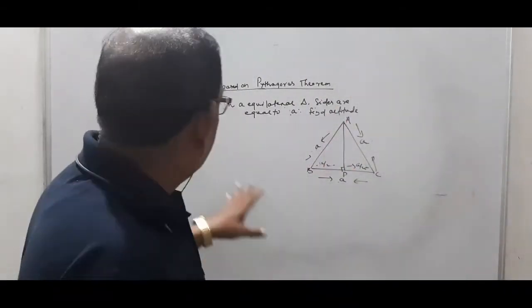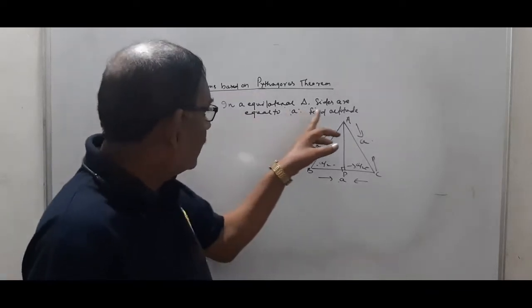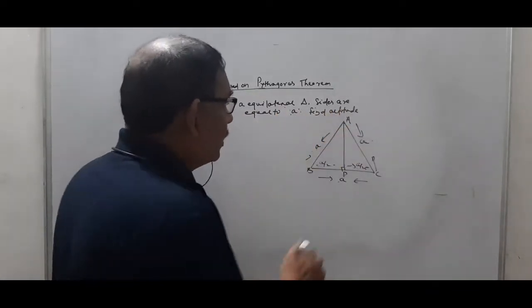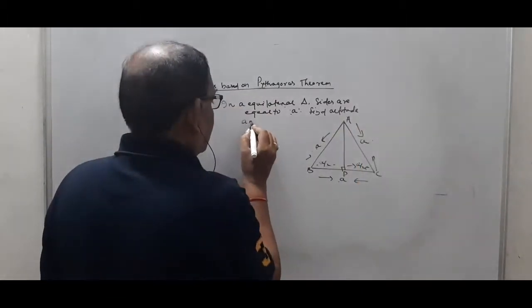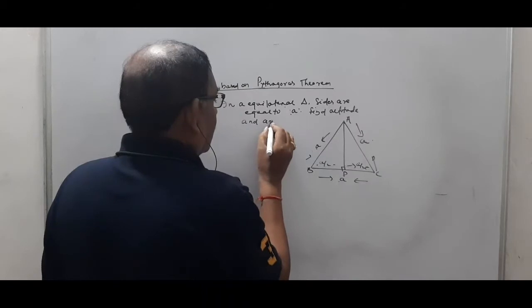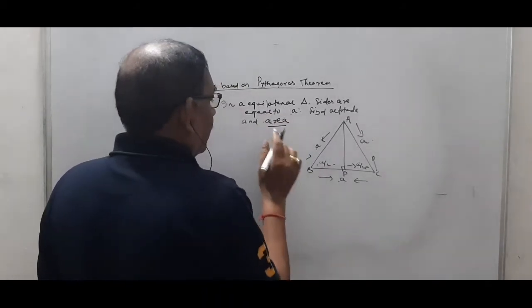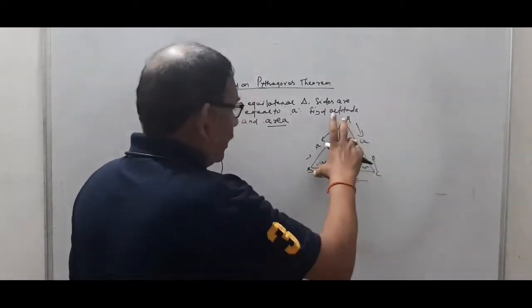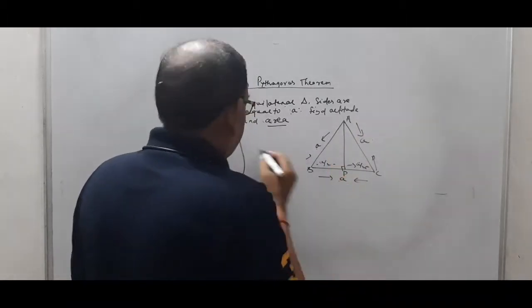Okay. So the first question: in an equilateral triangle, the sides are equal to A. Find the altitude and area of the triangle. It is an equilateral triangle of side A. Look at the figure. It is A and A. It is the altitude.